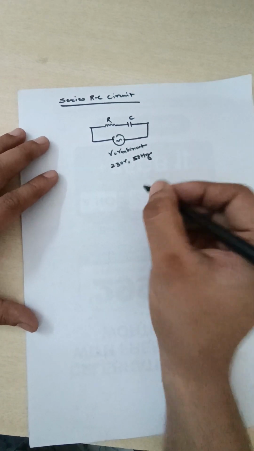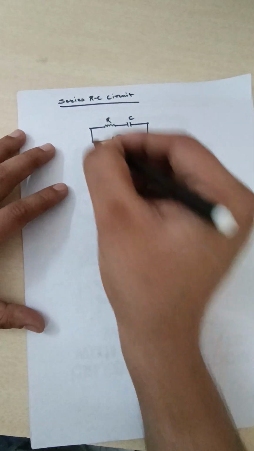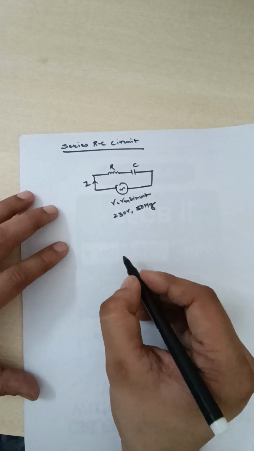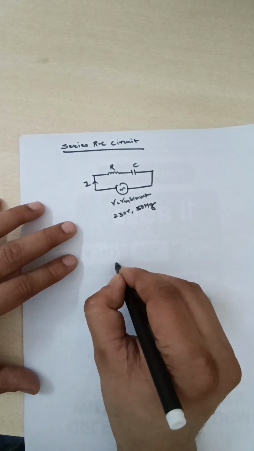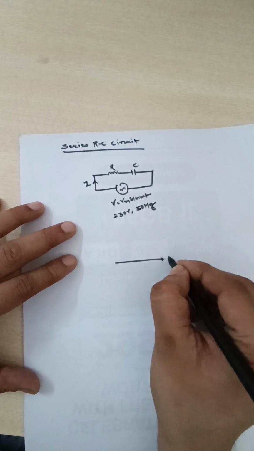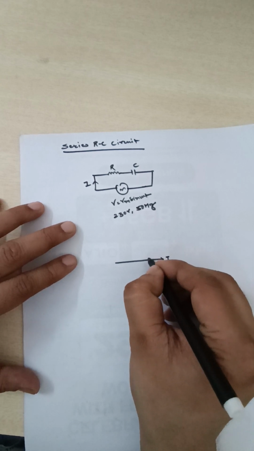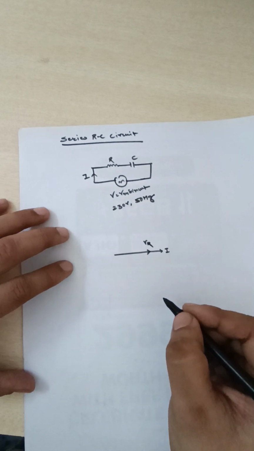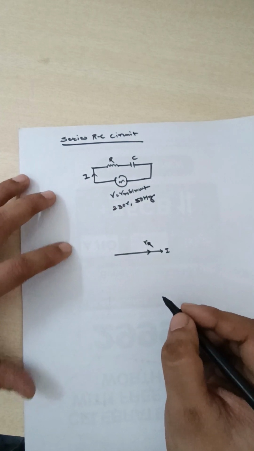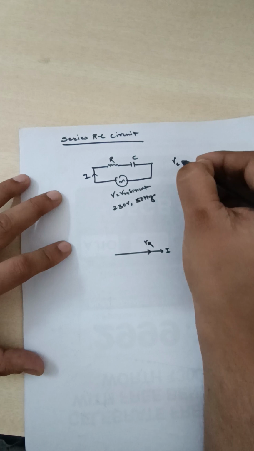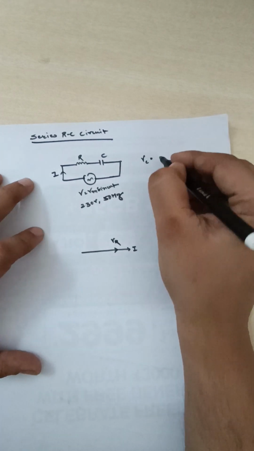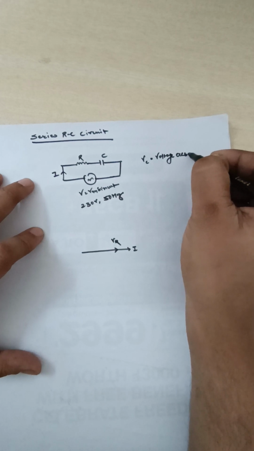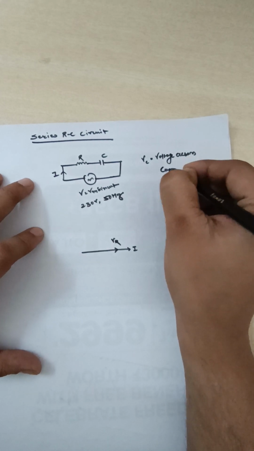So what will be the phasor diagram? Here again in series, the current will remain the same. Now what will be the phasor diagram? Let's take current as the reference phasor, so it will be I. Voltage VR will be in the same phase as the current, so this is VR. Now what will be the significance of VC? The voltage across the capacitor.